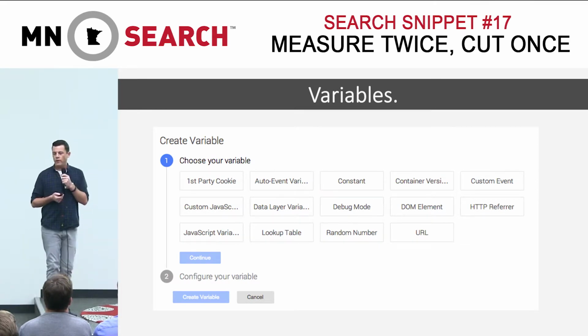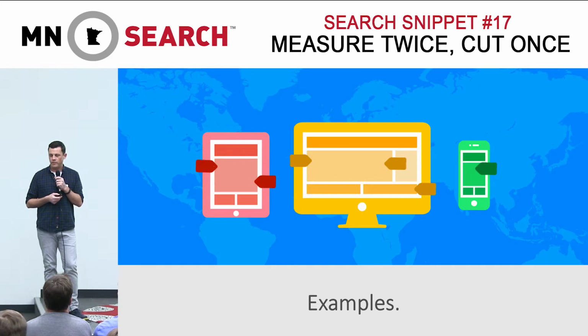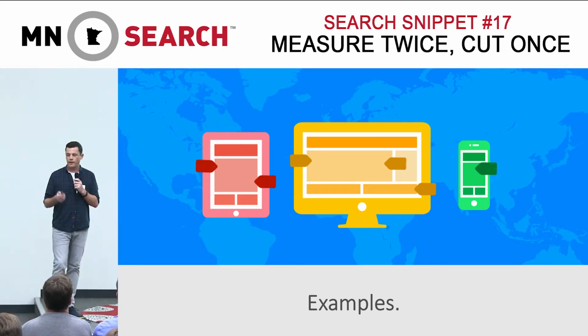This is what the variable screen looks like. These are the variables that are available out of the box within Tag Manager. Not gonna dive into all of them, but I will use some as an example when we get into some cool stuff later. So, examples of how this stuff actually works and what it looks like.